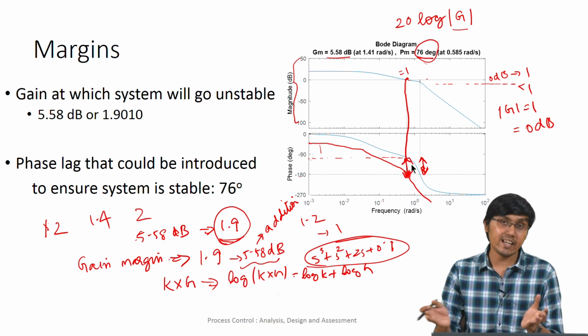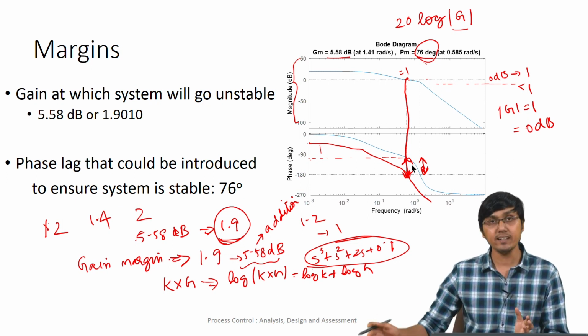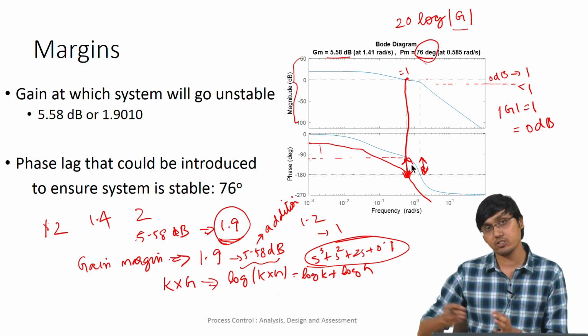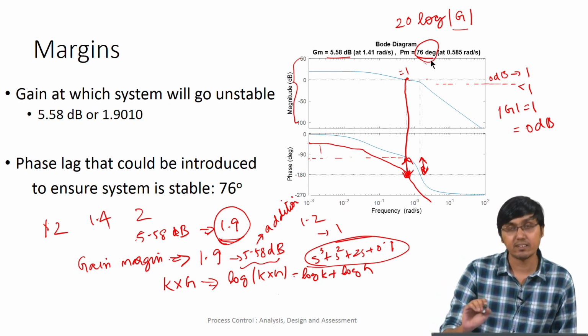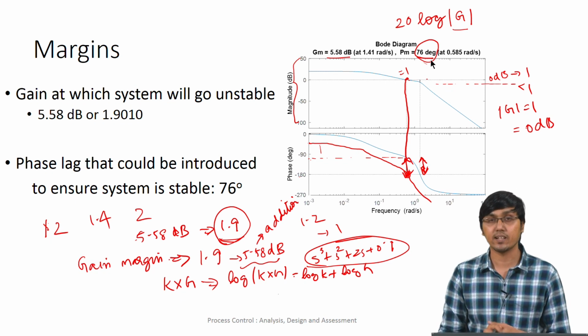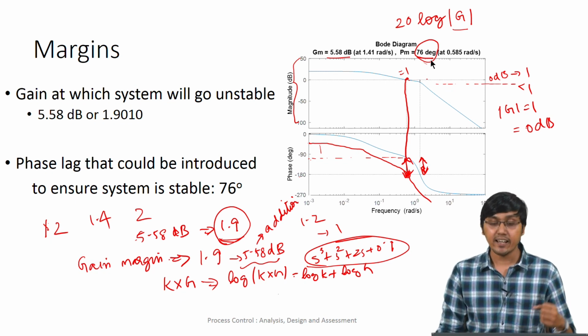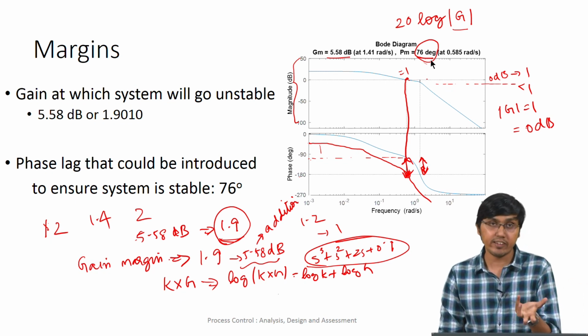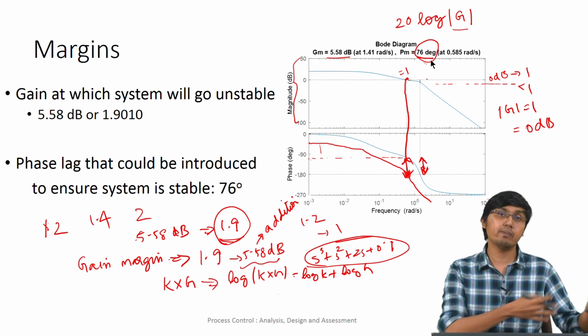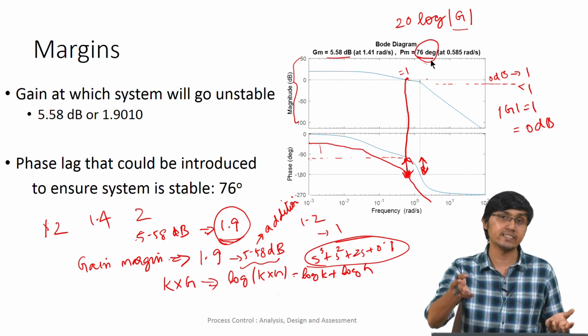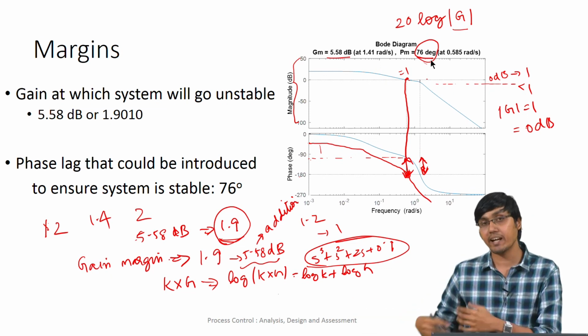Till what phase lag can I introduce so that the system will still remain stable? What is the maximum phase lag I can introduce so the system will still remain stable? That is called the phase margin. That is nothing but 76 degrees here, and as you can clearly see, a higher gain margin and a higher phase margin tell me that I am safe, because I can multiply by a big number and I am still stable. I can introduce a big phase lag and I am still stable.